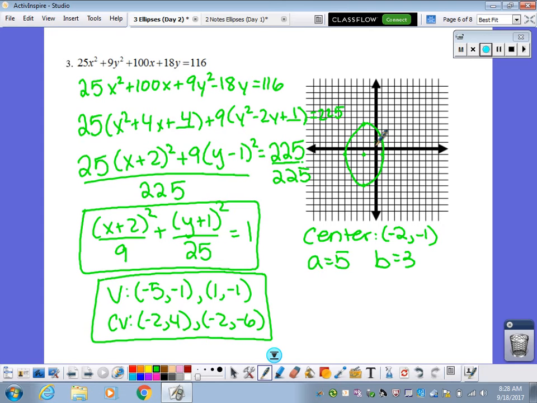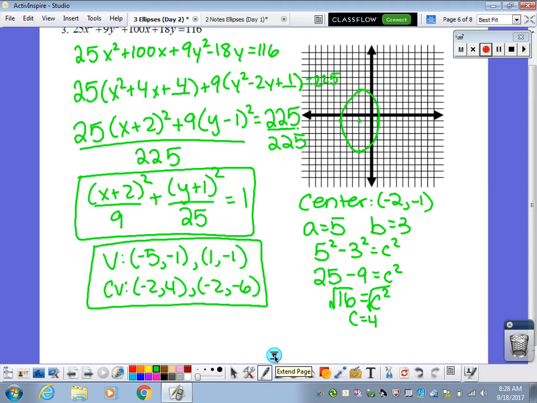Now we need to use these numbers to find our foci. So 5 squared minus 3 squared is equal to c squared. 25 minus 9 is equal to c squared. And 16 is equal to c squared. Square root both sides. C is equal to 4. Since this is a vertical ellipse, we're adding this number to our y value here.